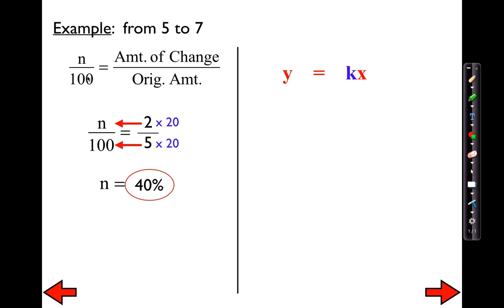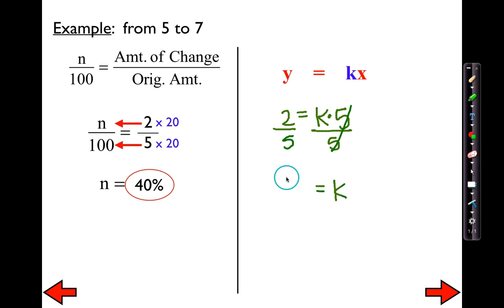Now, if we were to solve it using the equation, just a friendly reminder, this is the amount of change. So how much did it change? It changed 2. I don't know the percent of change. That's what we're trying to solve for, so we're going to leave k there. But x does represent the original amount. The original amount was 5, so we're going to put a 5. This means k times 5, so I would have to divide both sides by 5 to figure out the value of k.